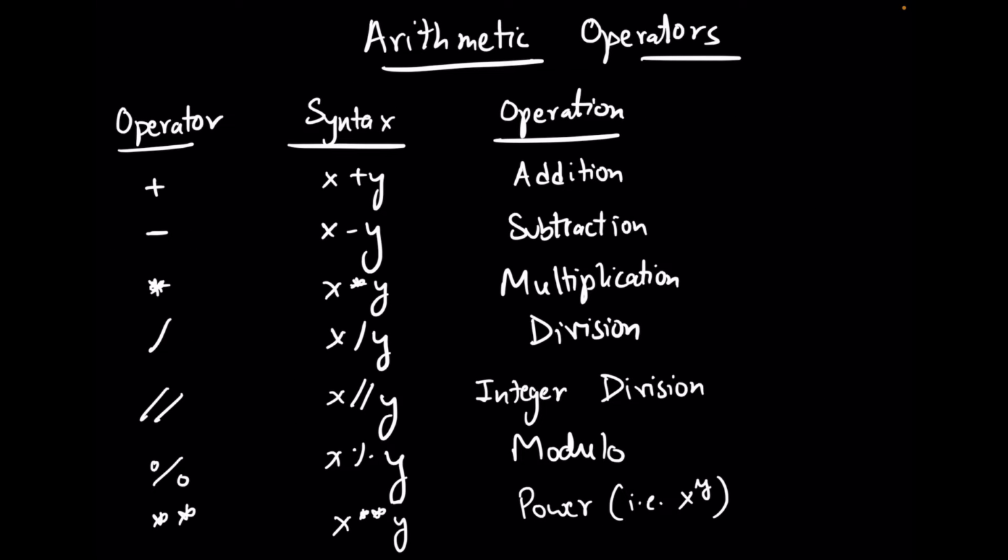So this star star operator is an operator that performs the operation of x to the power of y, right? So if you write x star star y, that's basically going to calculate x to the power of y and give you the answer. Okay, so these are all the commonly used arithmetic operators.